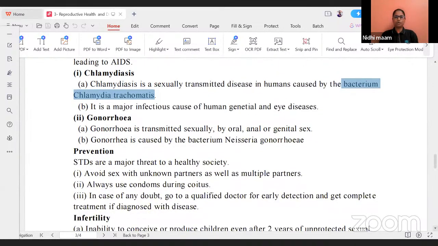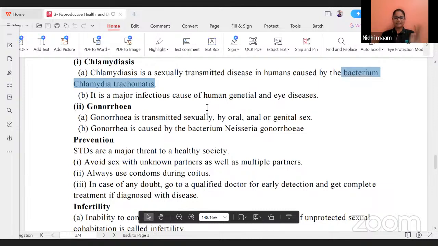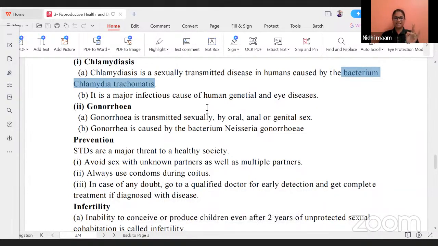Next, when we come to gonorrhea, gonorrhea is a sexually transmitted disease spread through oral, anal or genital sex. Gonorrhea is caused by a bacterium. It is caused by the bacterium Neisseria gonorrhoeae, the name of the causative agent.